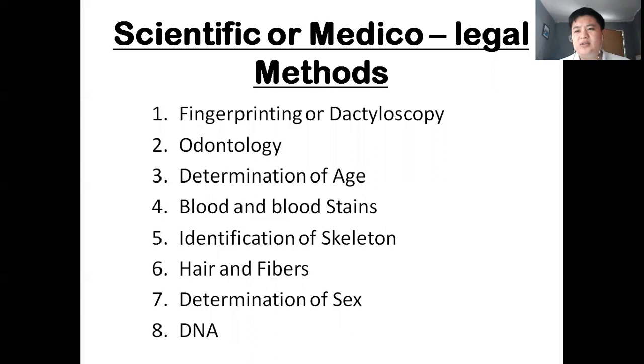Fingerprinting is the focus of personal identification, but there are many ways to identify a person through scientific or medico-legal methods. We have odontology. We can identify a person through studying his or her dentures or teeth. We have determination of age, blood and bloodstain, identification of skeleton, hair and fibers, determination of sex, and DNA.